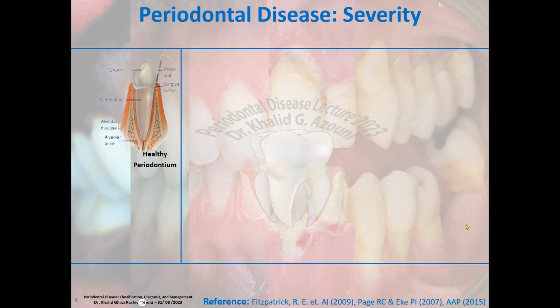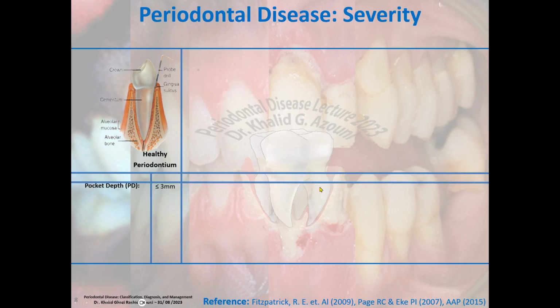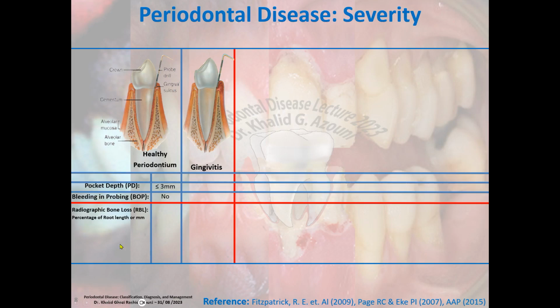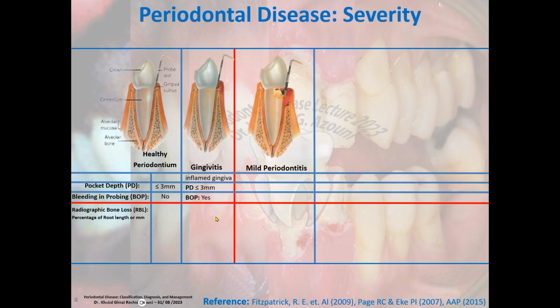Okay, now the severity of periodontal disease. Starting with healthy periodontium: pocket depth less than 3 millimeters, no bleeding on probing, and no radiographic bone loss. In gingivitis, there is inflamed gingiva, pocket depth less than 3 millimeters, and there is bleeding on probing.